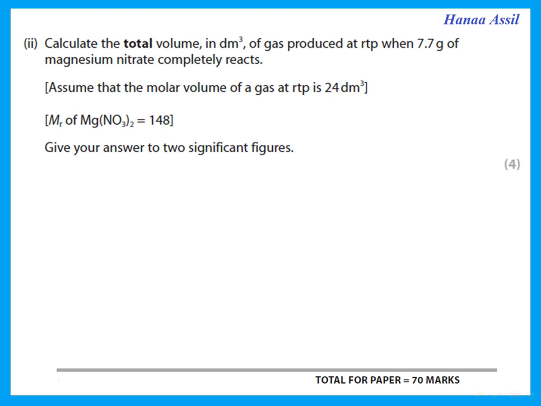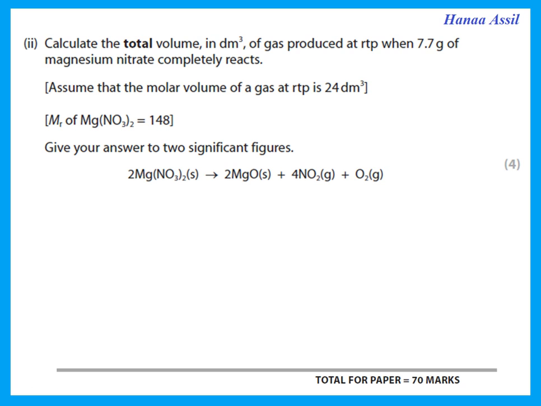Then the last question says, calculate the total volume in decimeter cubed of gas produced at room temperature when 7.7 grams of magnesium nitrate react. So this was my equation, magnesium nitrate to give magnesium oxide plus NO2 plus O2. He's starting with 7.7 grams of magnesium nitrate, and he wants to know the total volume of gas.